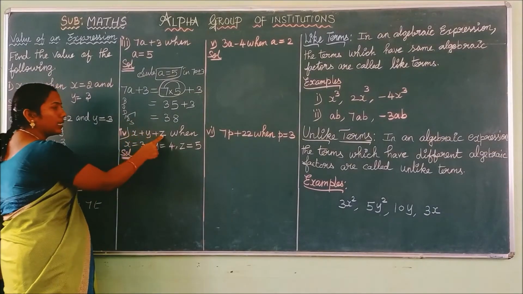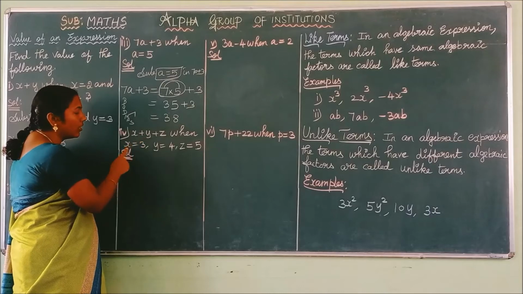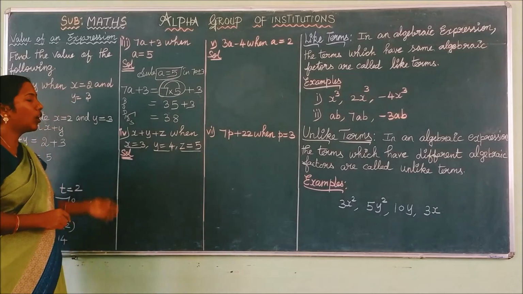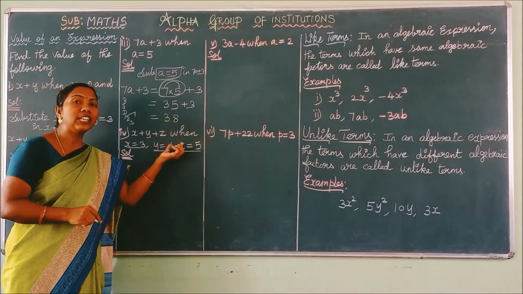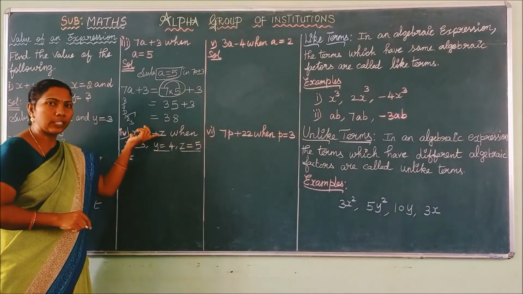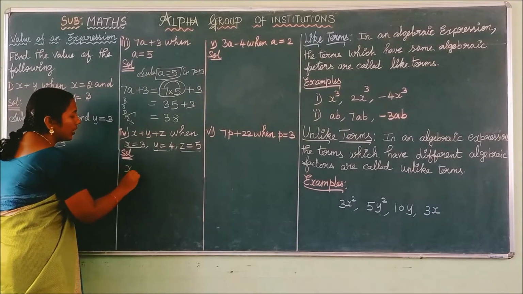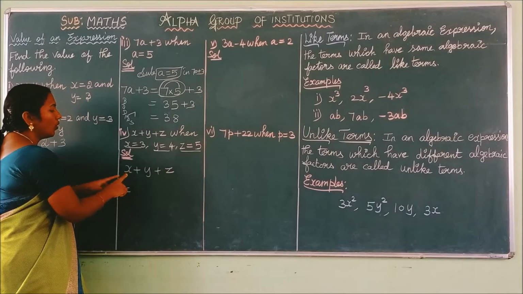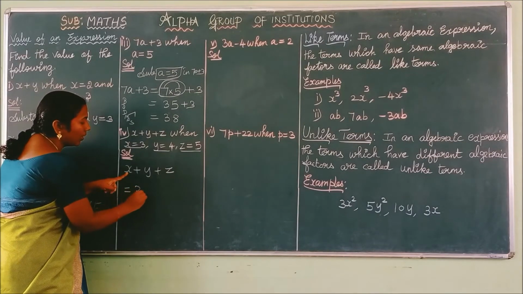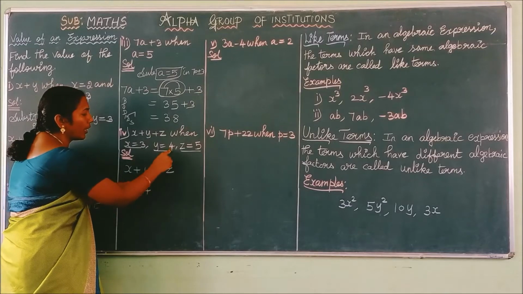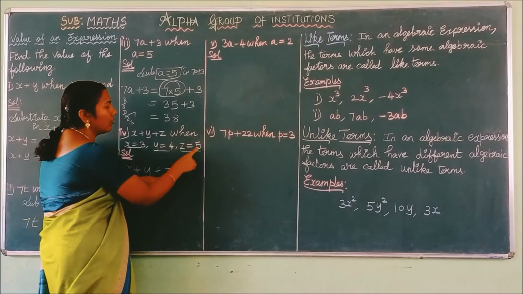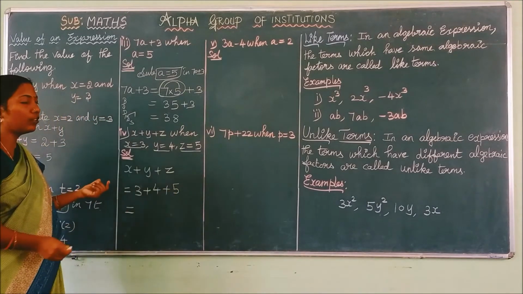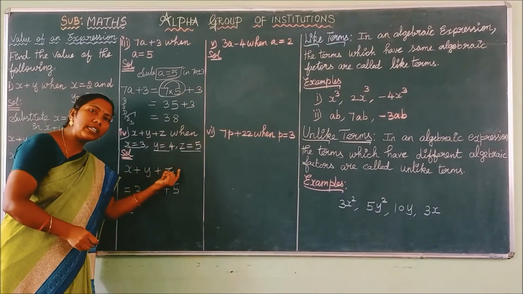x plus y plus z. This is the given algebraic expression. What are the given values? x equal to 3, y equal to 4, z equal to 5. Now we are going to substitute these given values in the given expression. What is the given expression? x plus y plus z, which is equal to, what is the given value of x? 3 plus, what is the given value of y? 4 plus, what is the given value of z? 5. Thus we have substituted the given values of x, y and z.